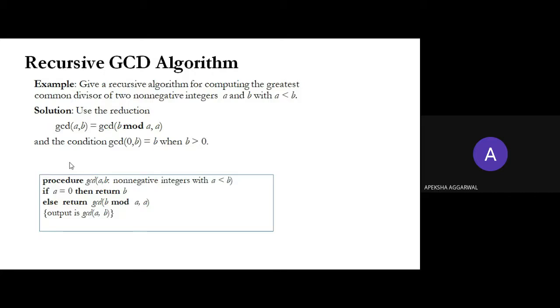So the GCD algorithm is again the same. You just have a greatest common divisor. If a is equal to 0, then you return b. Greatest common divisor with 0 would be b, right? And then GCD of b mod a and a. You keep on calling this recursively.